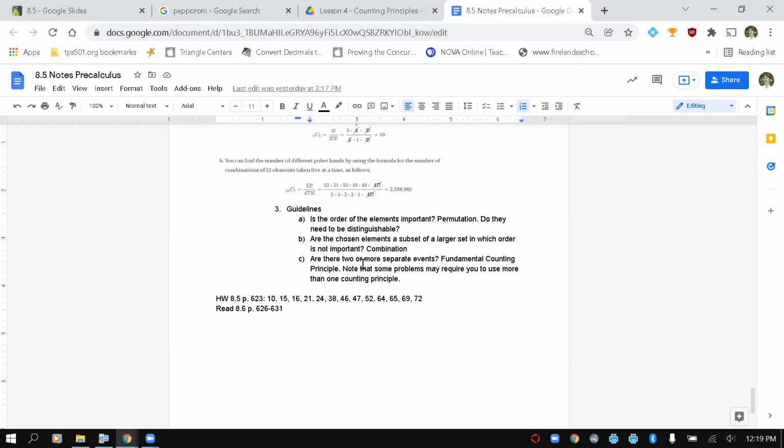And then finally, is this just one event or are there multiple events? Like at the beginning of the class, we drew 2 times. In which case, you have to calculate each event independently and then multiply your events together.